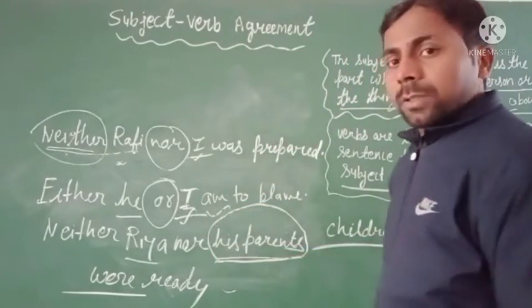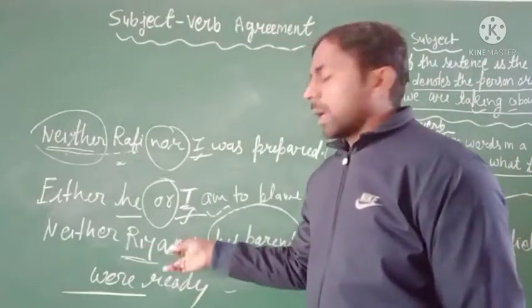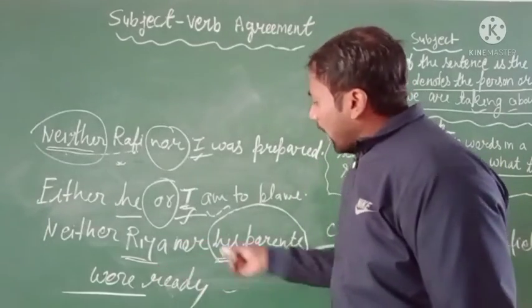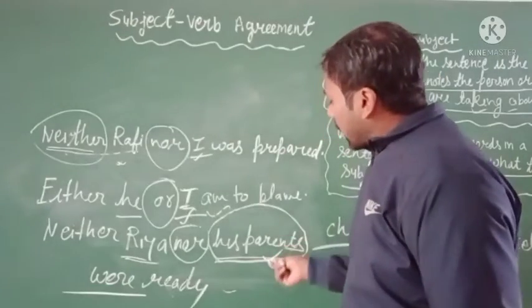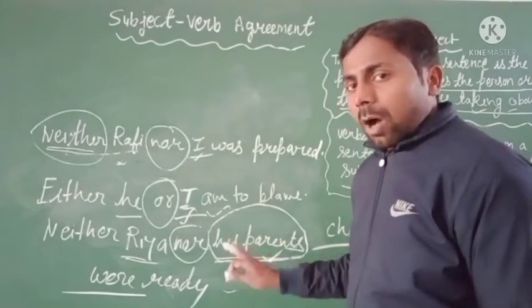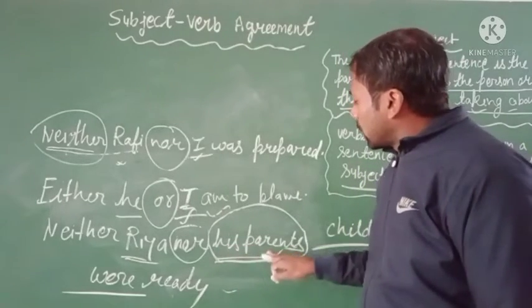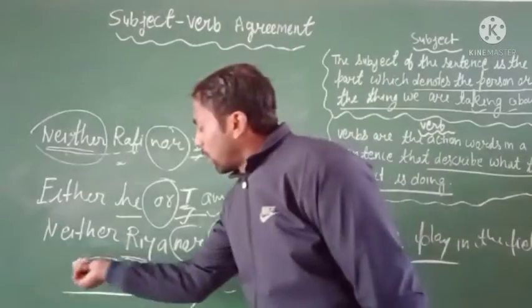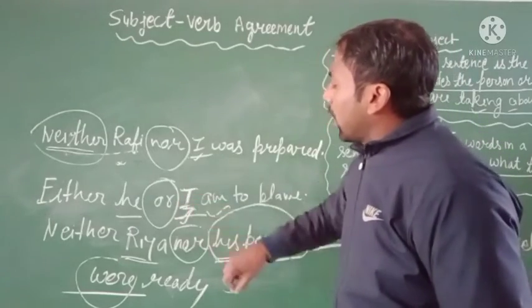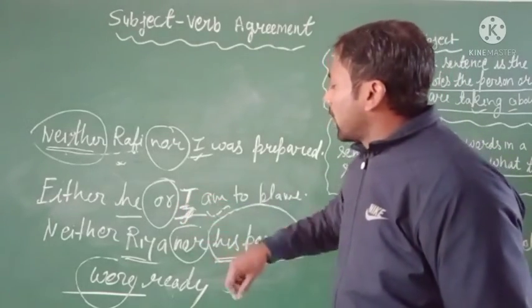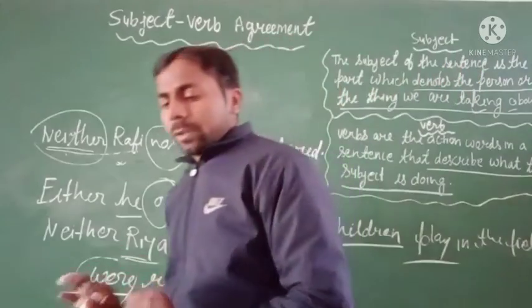His parents is a plural subject, and Riya is a singular number subject, but it is connected with nor or, so you always use the verb according to the nearest or closest subject to the verb. Here the closest subject is his parents, so you use the plural verb. If a singular subject like I or he or child is nearest, then you use is. It is a simple rule.